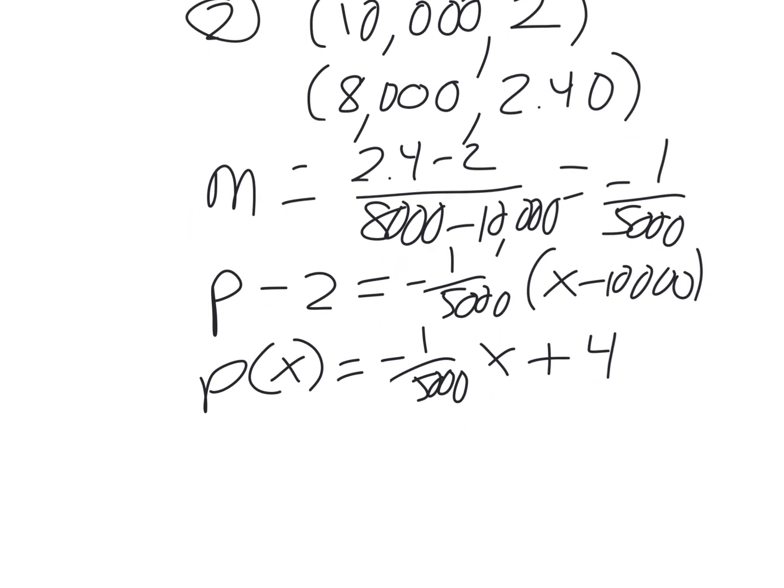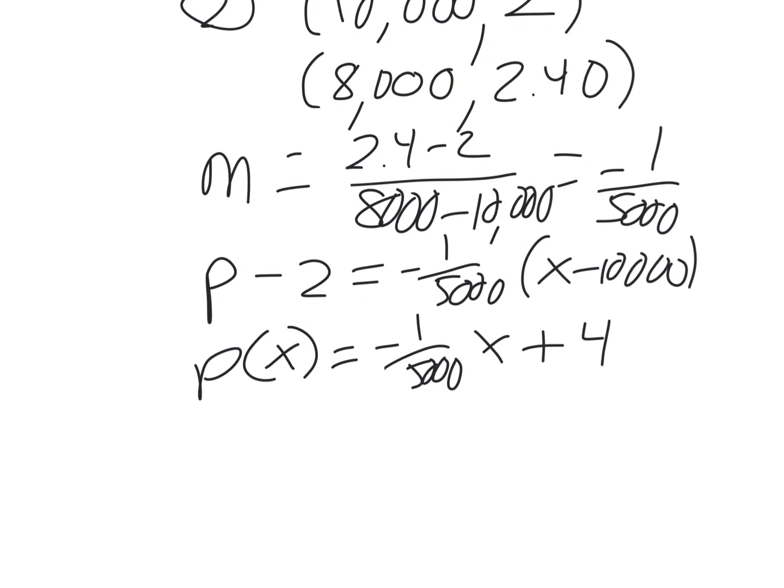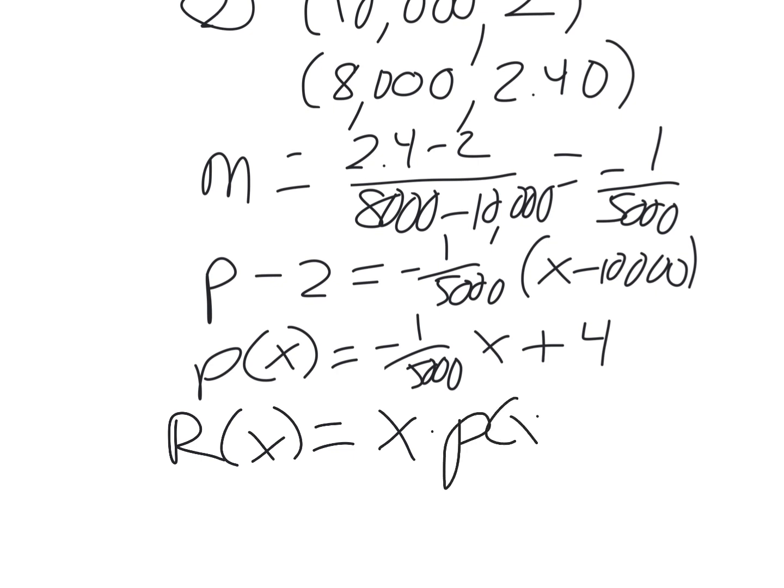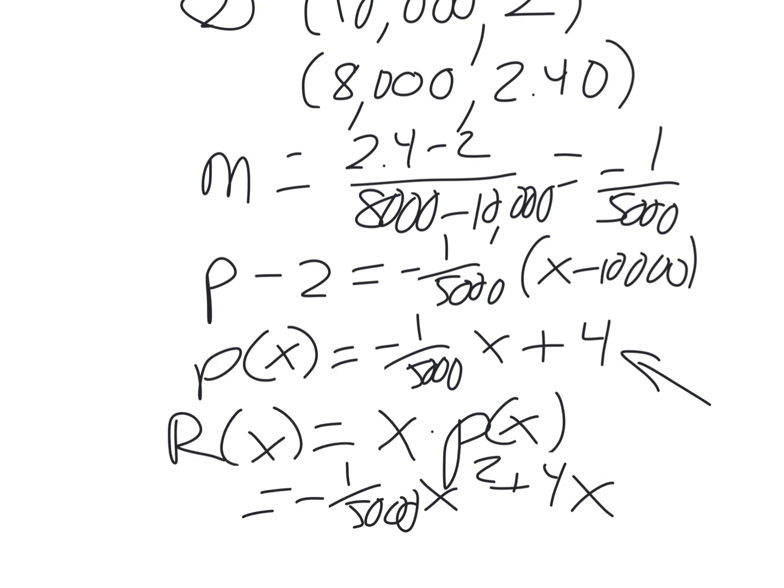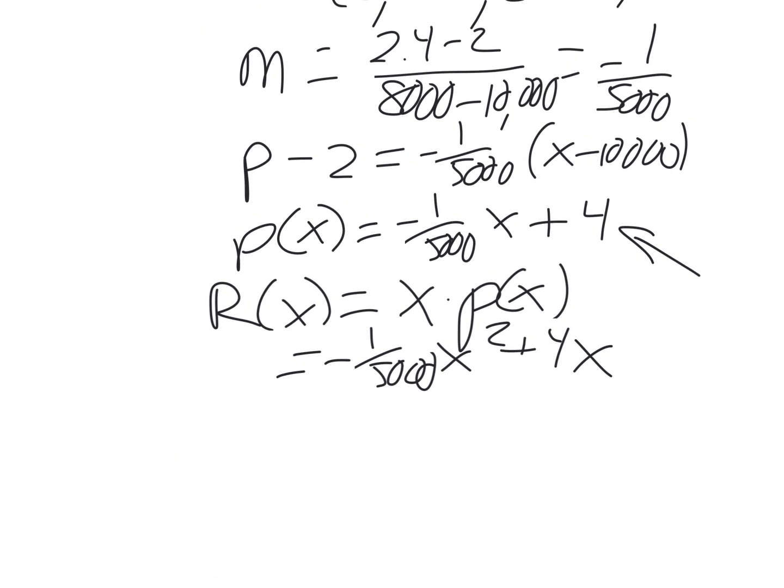So to find the revenue function, because remember it's saying maximize the revenue, so this is part A. Revenue is quantity, which is X, times price, which is what we just found, P of X. If I multiply the demand function or price function by X, I get negative 1 over 5,000 X squared plus 4X. So that's my revenue. And then to maximize that, you take the first derivative, set it equal to 0, and so on. Again, I didn't choose the friendliest of numbers, my apologies.